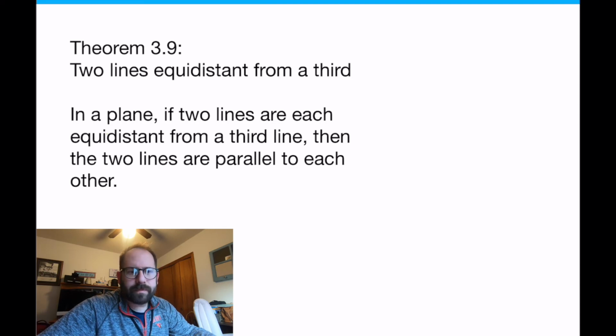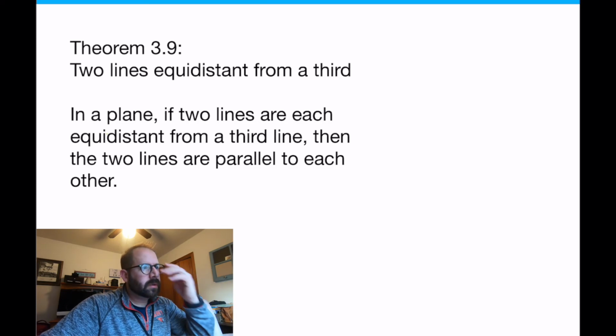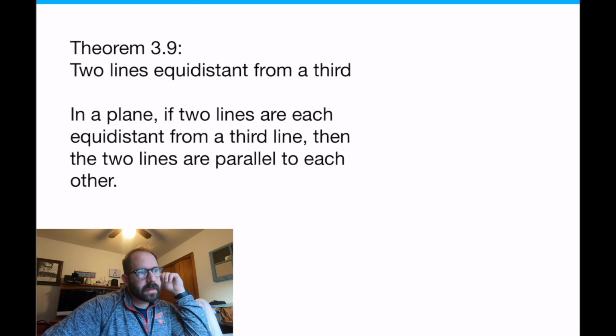This one goes with the constructions we did. That's why I'm pulling it up now. Now, to explain how this one works, we have to use a property from Algebra 1, but I'll let you write it down first, then we'll discuss it. So again, theorem 3.9, two lines equidistant from a third. Again, the word equidistant means equal distance. They just crammed two words together, made a whole new word out of it. But it talks about, in a plane, two lines that are each equidistant from a third, then the two lines are parallel to each other.